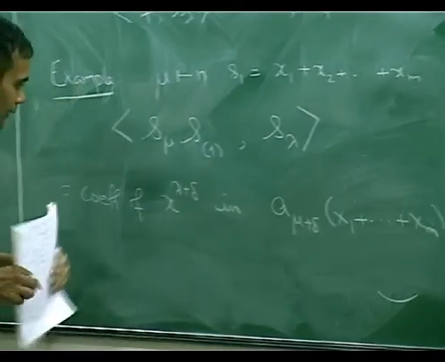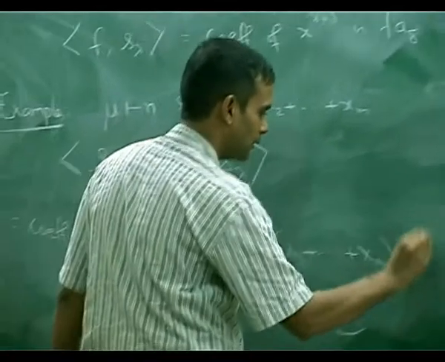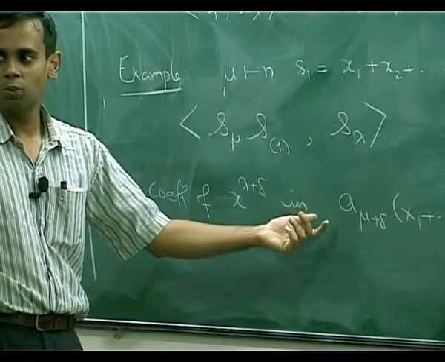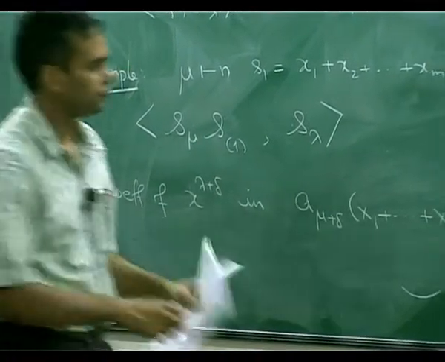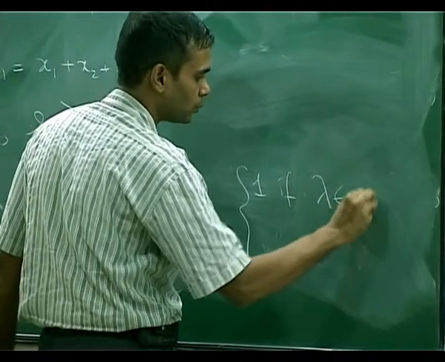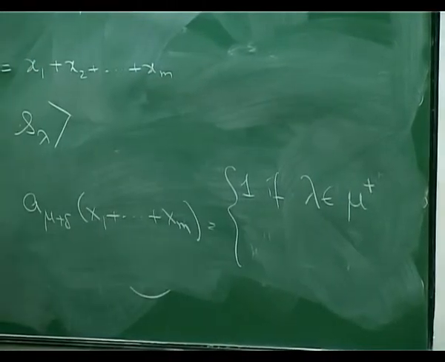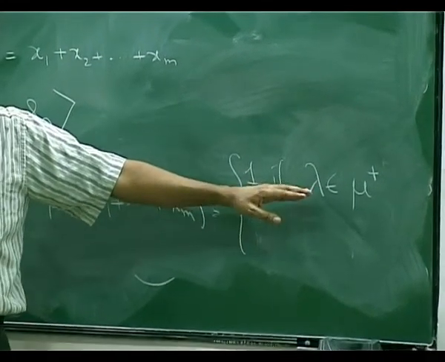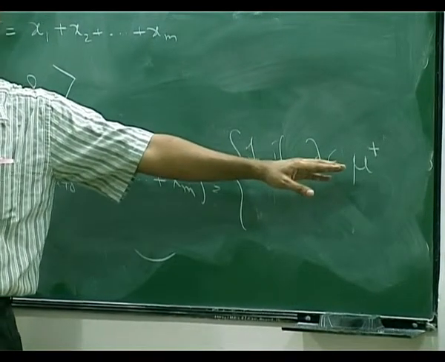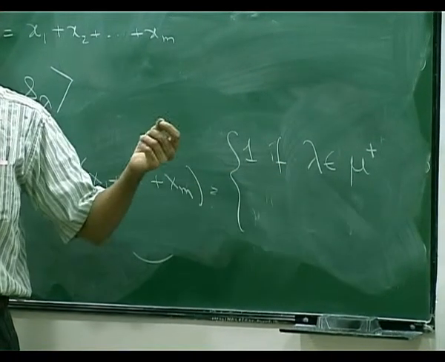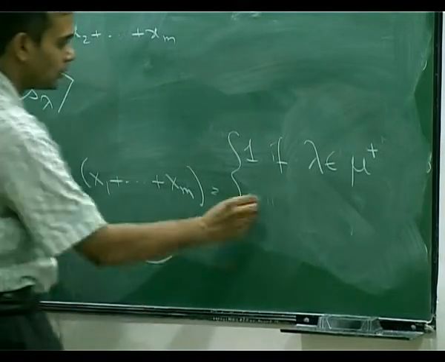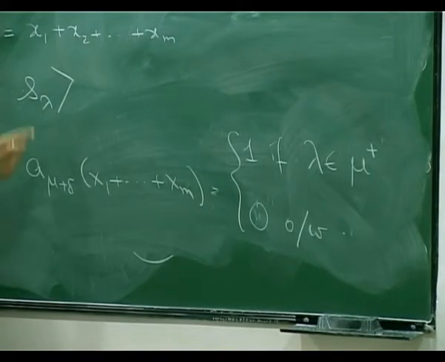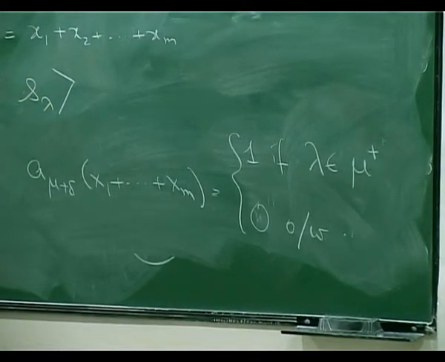So what you get is that the coefficient is 1 if you can obtain lambda by adding 1 to one of the parts of mu. So I'll denote that by saying lambda belongs to mu plus. Another visual way of thinking about this is that you draw the Young diagrams of lambda and mu. If the Young diagram of lambda differs from the Young diagram of mu by just having one extra box, then you say lambda is in mu plus, and 0 otherwise. So this is 1 if lambda is in mu plus and 0 otherwise.